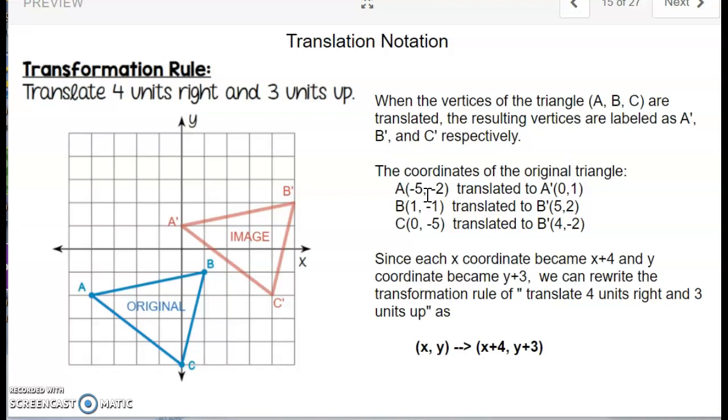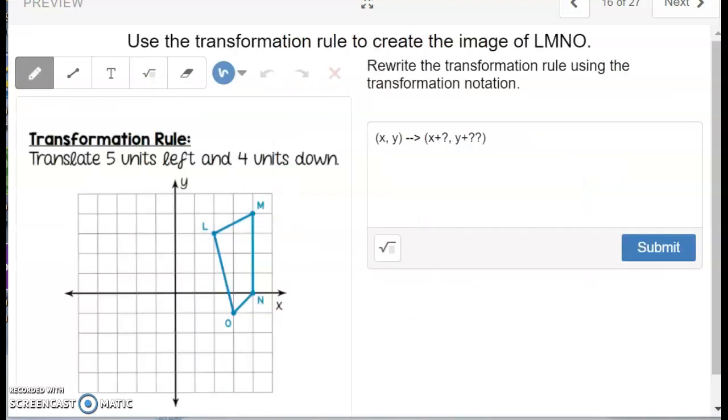Okay, so we can rewrite the transformation rule of translate 4 units right and 3 units up as x comma y becomes x plus 4, y plus 3, like so. Okay, so this is a new notation for writing the rule. You can write it in words like so, or you can write it in mathematical notation like here. This is just for translation. Okay, so this is when you're shifting. Okay, so next card is asking you to translate 5 units left and 4 units down.